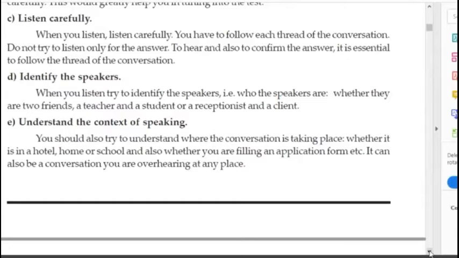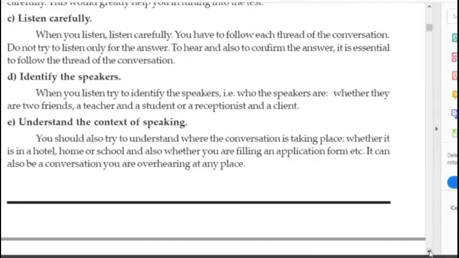Yes, Randeep, here you said it was understanding the context of speaking. If there is some conversation between two persons, I'm not understanding the context, but I'm just searching for the answers. So this is what's happening to me.